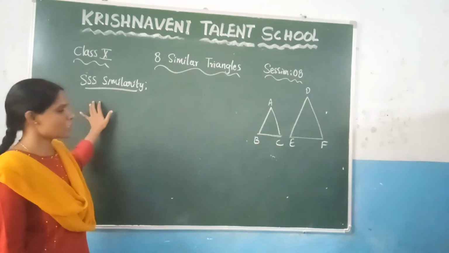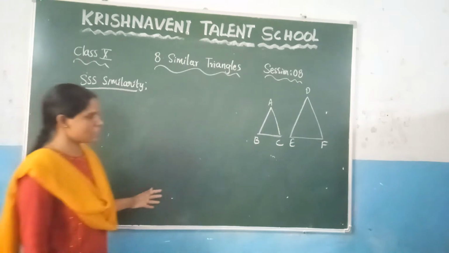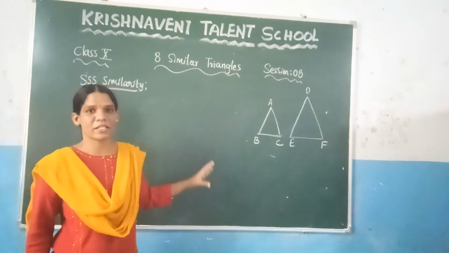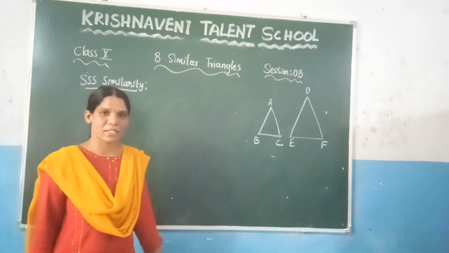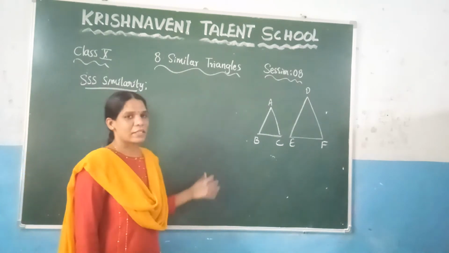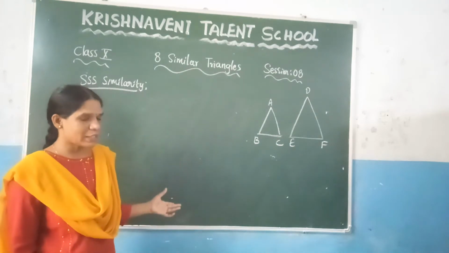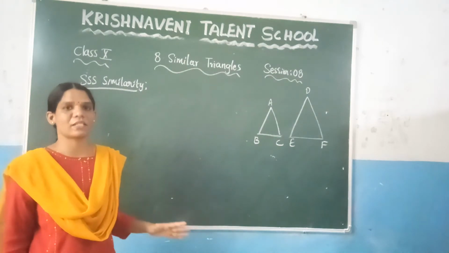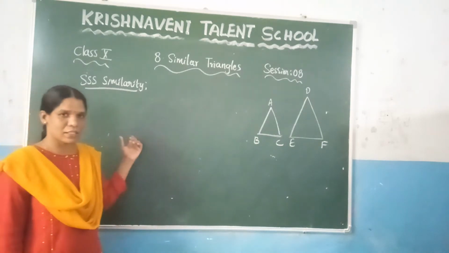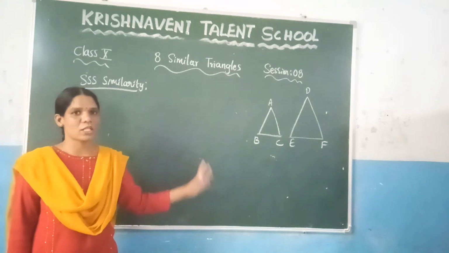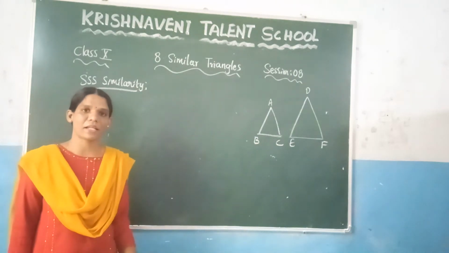Now, let us see the next one, which is SSS similarity. What it states here is the reverse. If the corresponding sides are proportional, then we need to prove the corresponding angles are equal. So then you can say that those two triangles are similar. That means if one condition is satisfied, then we can say that the other condition is also satisfied by using these theorems. In this theorem, they have given that the corresponding sides are proportional, and we need to prove that the corresponding angles are equal.